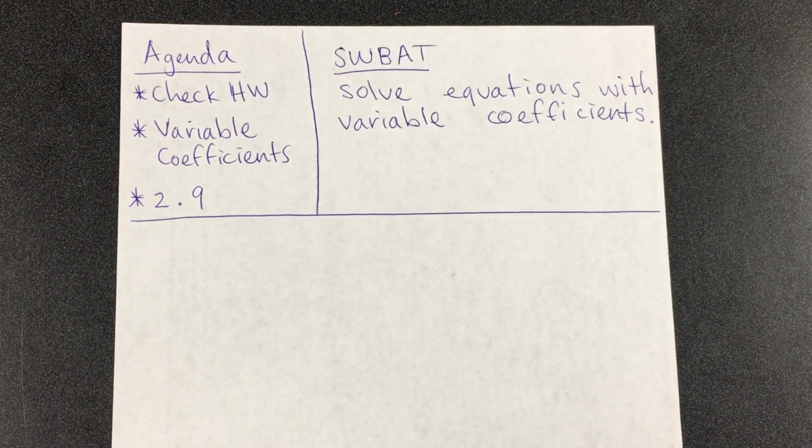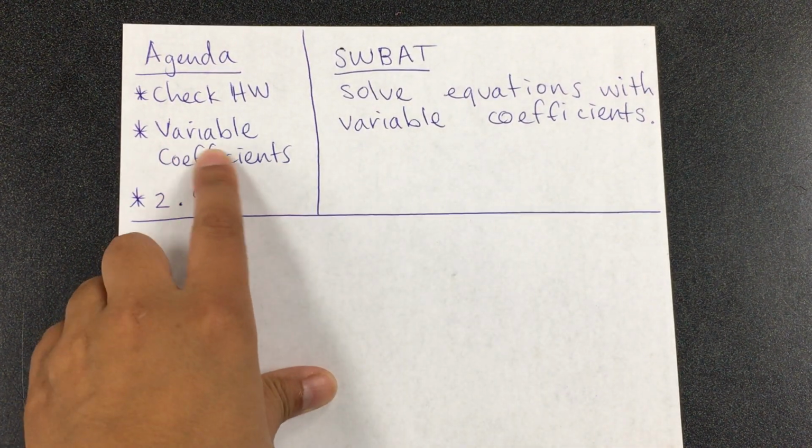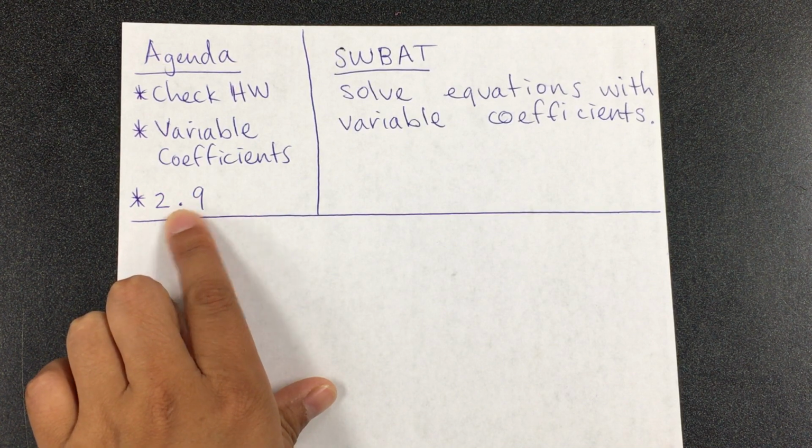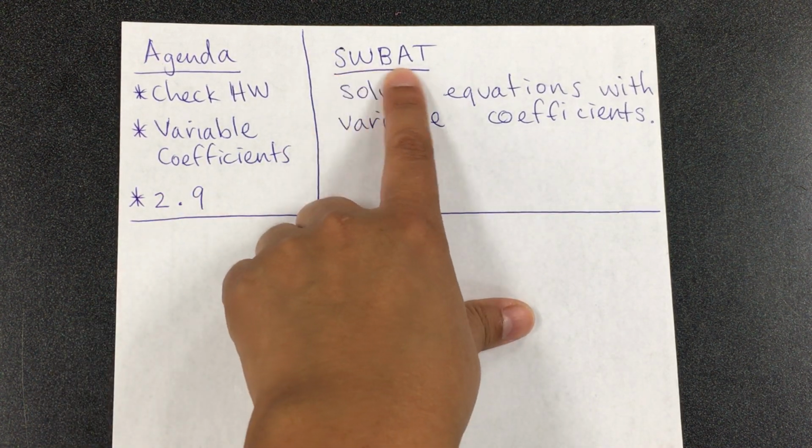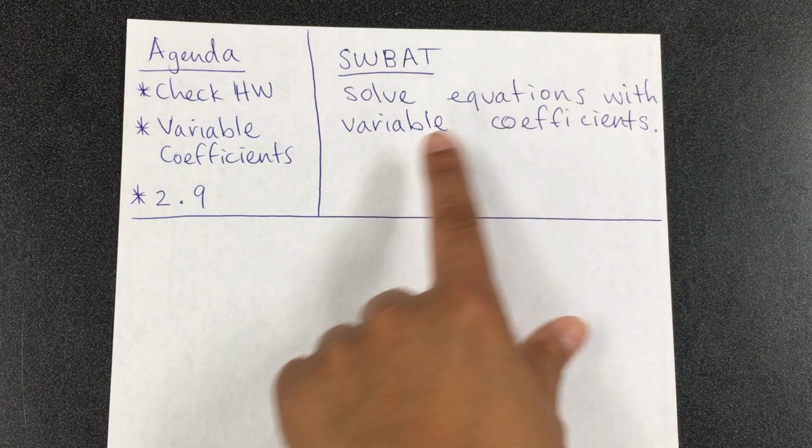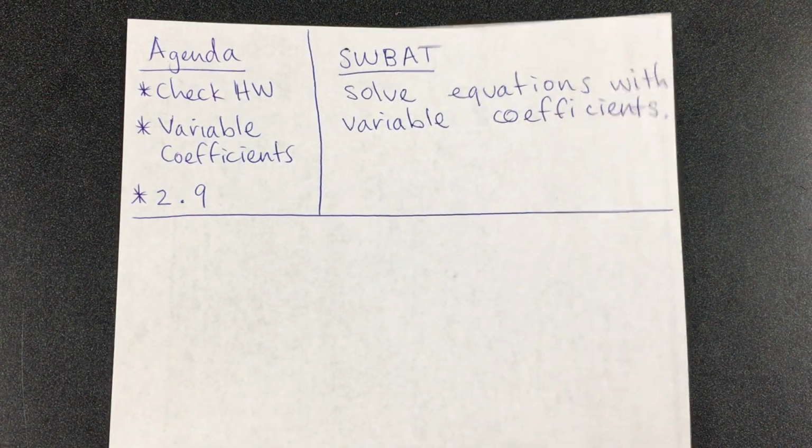Hello students, today's agenda is to check homework. We'll be learning variable coefficients and you will be able to do 2.9. Today students will be able to solve equations with variable coefficients.